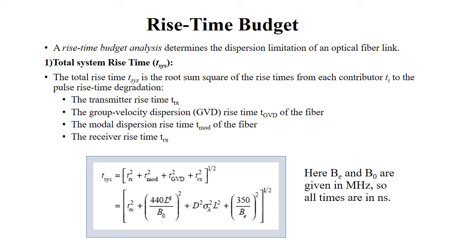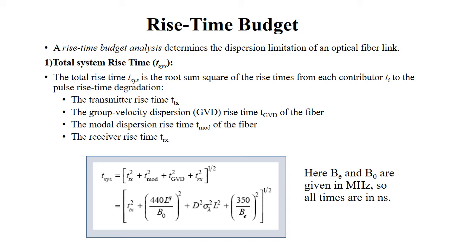Rise time budget. The rise time budget analysis determines the dispersion limitation of an optical fiber link. This is practically useful for digital systems. The first one is total system rise time. The total rise time is the root sum square of the rise time from each contributor Ti to the pulse rise time degradation. That is T system is equal to T transmission squared plus T modulation squared plus T GVD squared plus T receiver squared, the whole power 1 by 2.